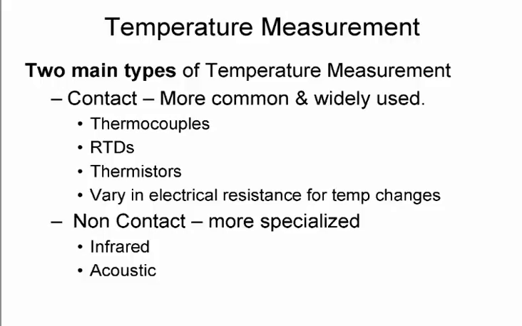Now moving over to temperature measurements, there are two main types. One is contact, so it must be in contact with the fluid or whatever you want to measure temperature from. And then we have non-contact. On the contact side, we have things like thermocouples, RTDs, thermistors, and they vary in electrical resistance or changes in temperature. The non-contact is things like infrared, which is used a lot to pick up any hotspots, or it can also be acoustic. So that doesn't have to be in contact with the medium that you'd like to test.